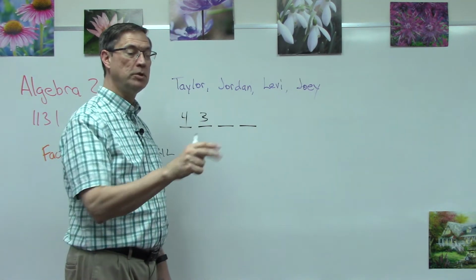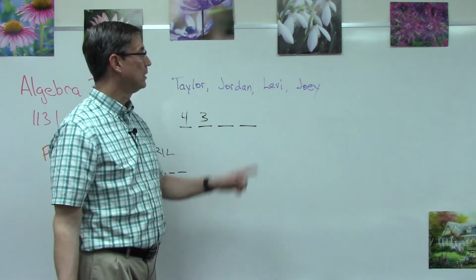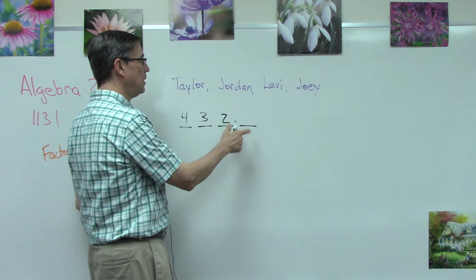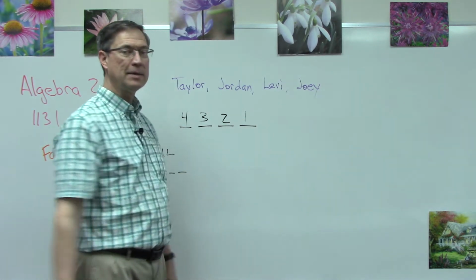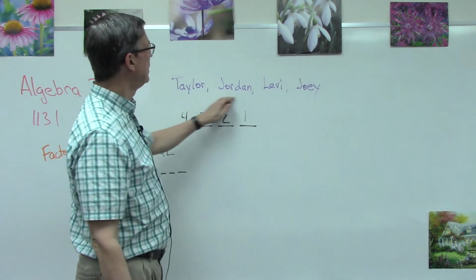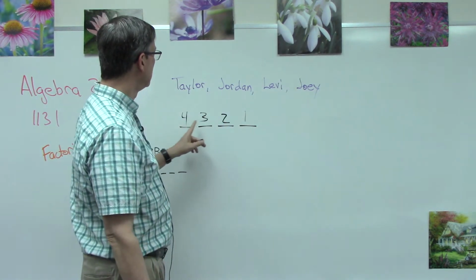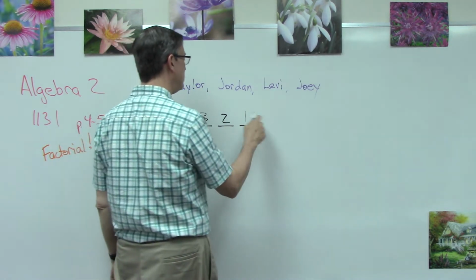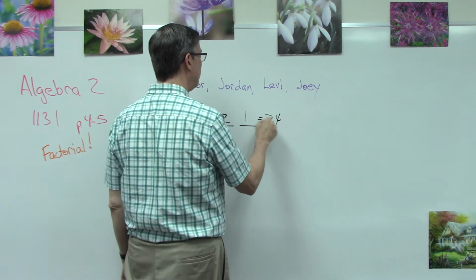Now that 2 of the boys are seated, how many boys are still standing? 2 of them. So there's 2 that can choose between this one, and then whoever's left gets the last seat. So the possibilities for arranging these 4 is 4 times 3 times 2 times 1. We multiply these out. So 12 times 2 times 1, so 24, okay?